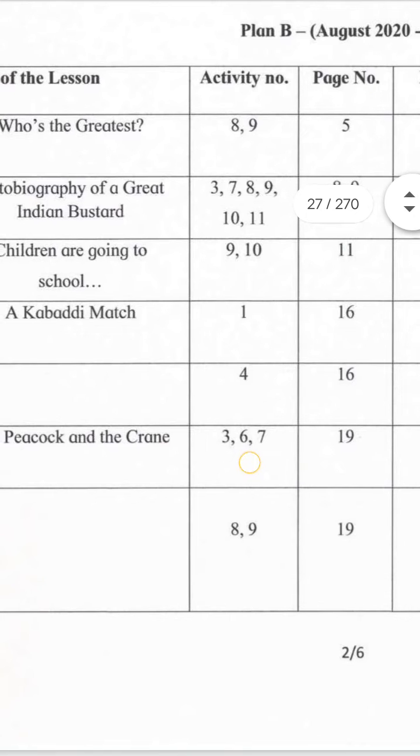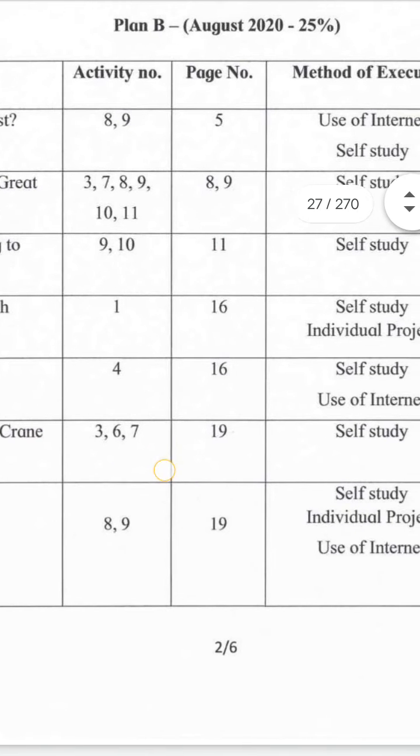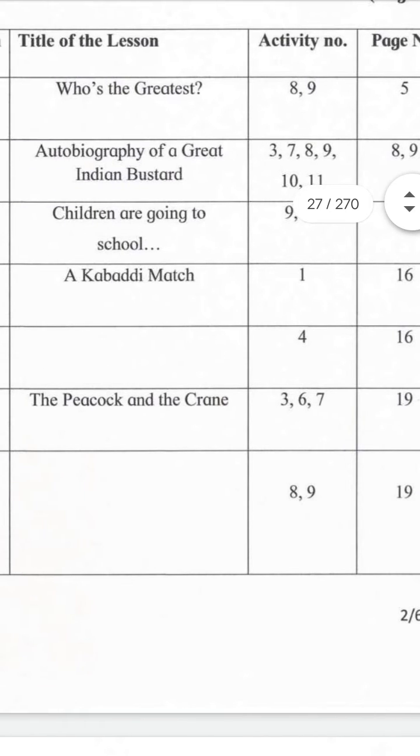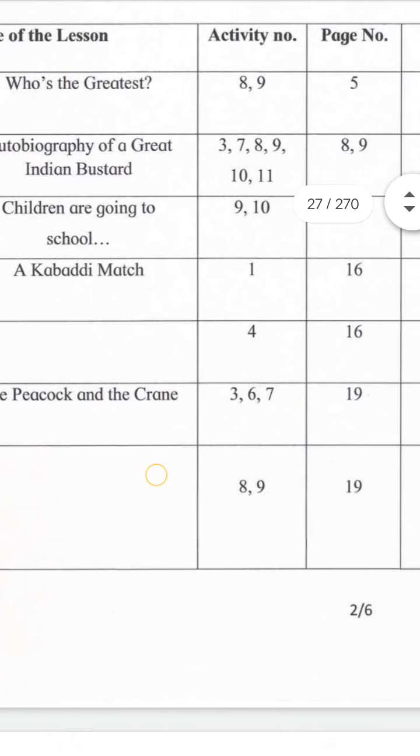So your activity numbers, that is question numbers 8 and 9, which is on page number 5, is omitted because we have to use the internet so that we can do it as self-study. So who's the greatest: question number 8 and 9, page number 5.